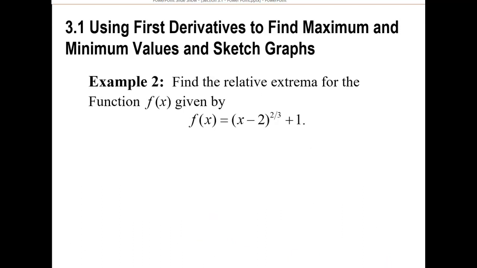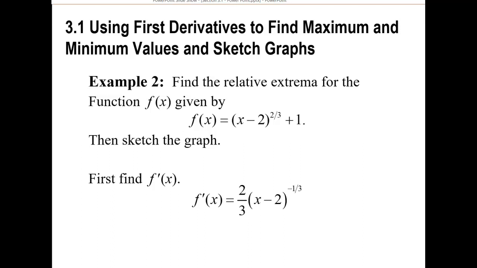All right, so here we're going to do it without necessarily just using a graph. So for the function given by this equation, find the relative extrema, meaning maxes and mins. Then sketch a graph. So we'll do the calculus part first, and then we'll look at the graph to see if it makes sense. So first find f prime.